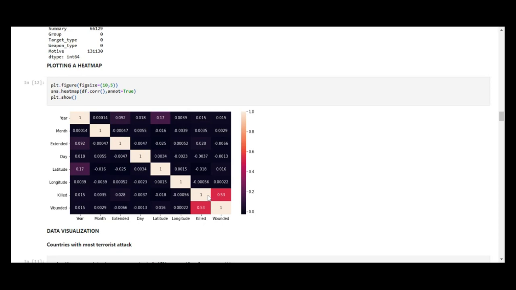In a heat map, correlation is interpreted as follows: values closer to 0 mean that there is no linear trend between the two variables. The value closer to 1 indicates positive correlation, that is, as one increases, so does the other, and they have a strong relationship among them.